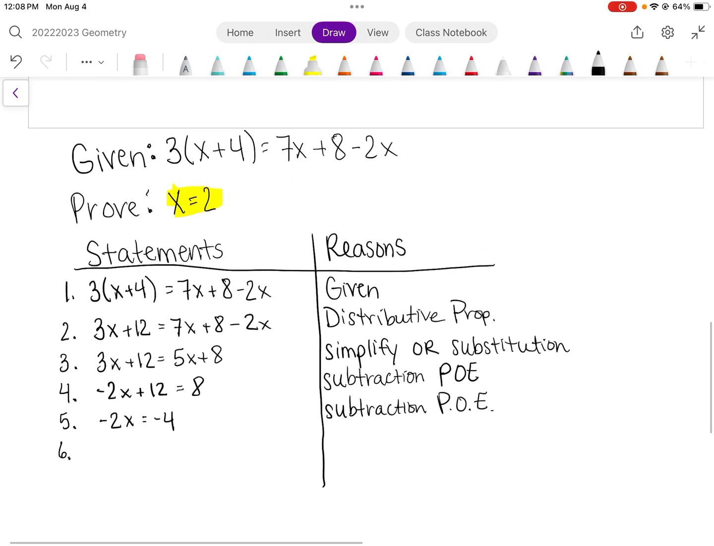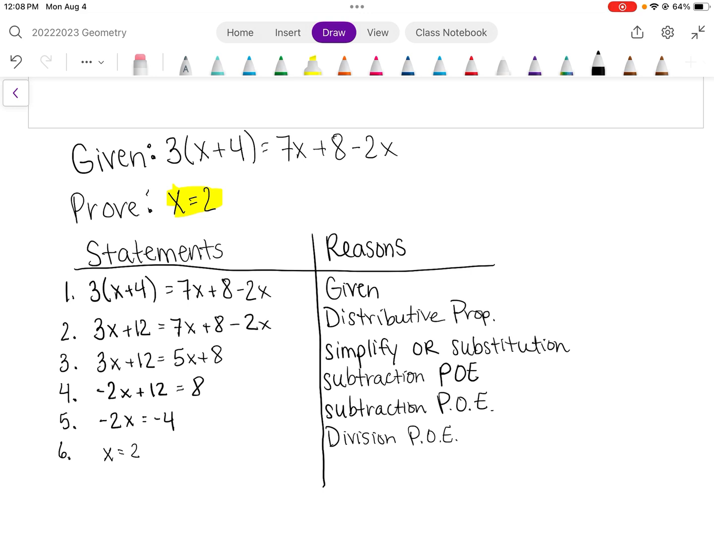Okay. Last step, to get rid of the -2, I would divide. If you divide both sides by -2, you get x equals 2. So to get that, you would have to use division. And there's my proof. Notice I'm ending with exactly what I was supposed to prove.